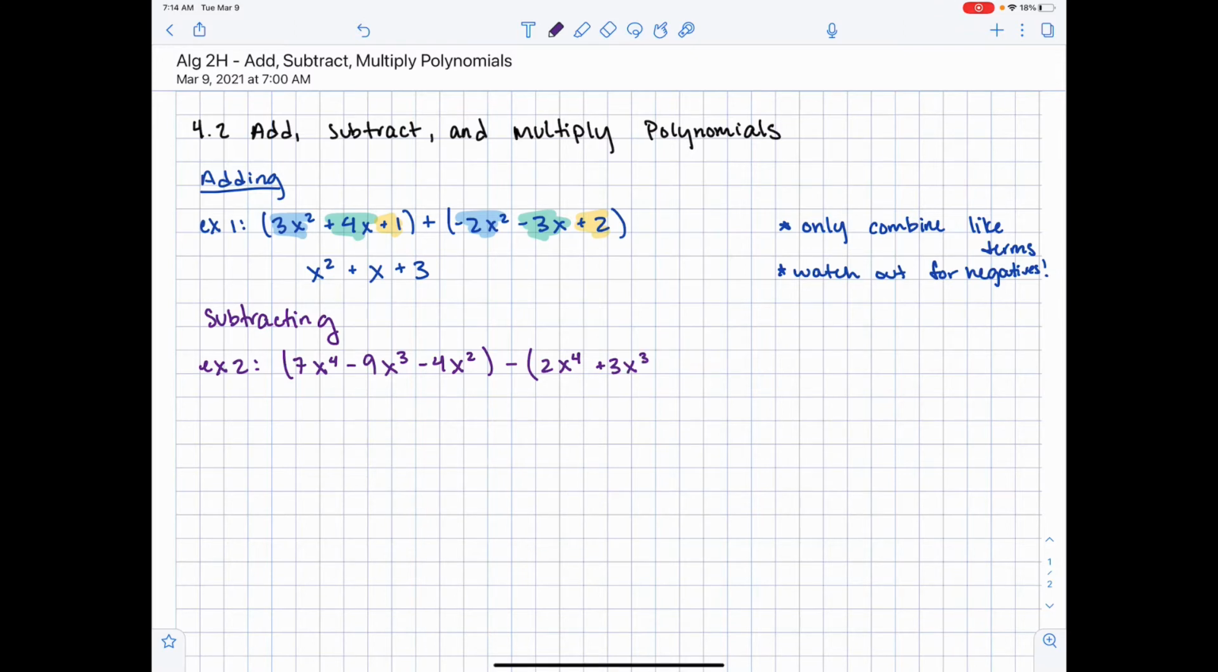and minus x squared. So what I recommend, even though we're Algebra 2, even though we know that we're subtracting, it's always just a good idea to break down those parentheses, and distribute this negative.